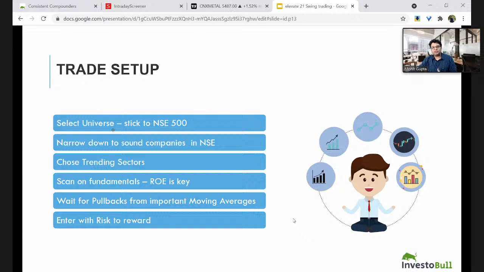So you have to figure out this stock universe and fundamentals. Then the important thing is you can either do breakout trading or pullback trading. Breakout is simple: when a stock breaks a range, let's say a 90-day or 30-day range, you can go for a breakout trade on charts. And if it is pulling back from some important moving average, then you can take the pullback trade.